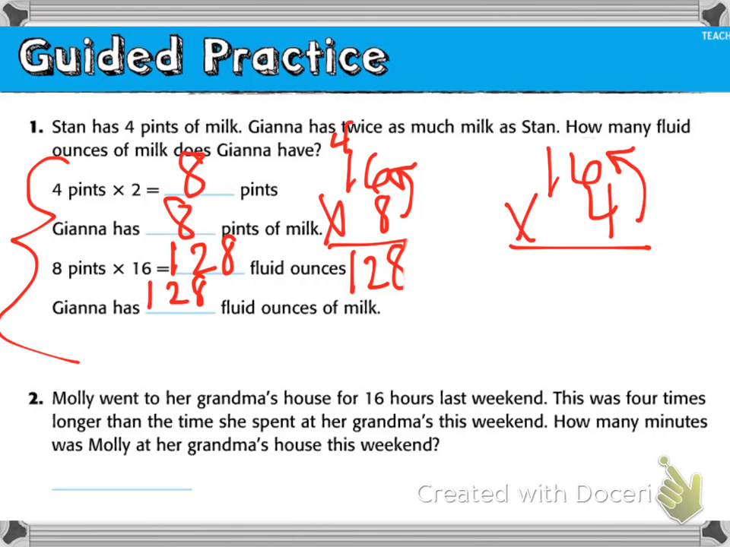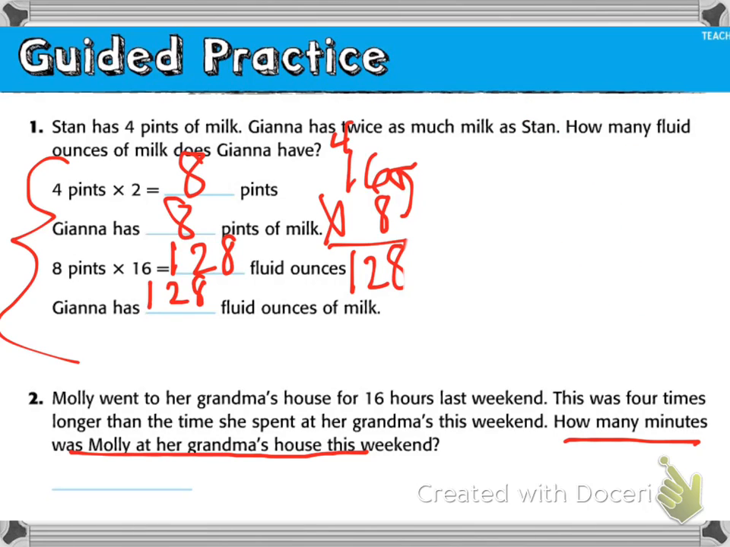4 times 6 is 24. 4 times 1 is 4, plus 2 is 6. So she spent 64 hours at her grandma's house this weekend. Now we know that we need to convert this to minutes, because it says how many minutes was Molly at her grandma's house this weekend. And we also know that there are 60 minutes in 1 hour. So if we take 60 times 64, we will get our answer. 60 minutes times 64 hours that she was there.